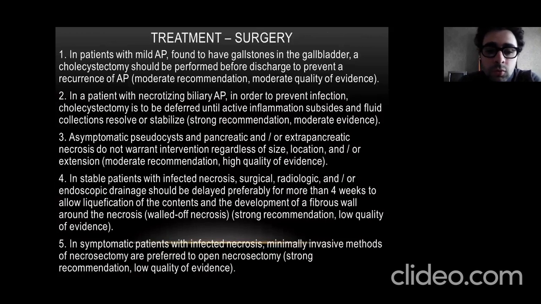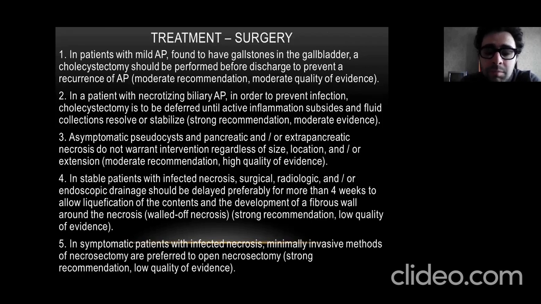When do we need to do surgery? We treat by surgery only complications of acute pancreatitis. If there is necrosis, pancreatic necrosis, we should make sequestrectomy. If it is infected necrosis, mini-invasive methods for necrosequestrectomy and drainage.